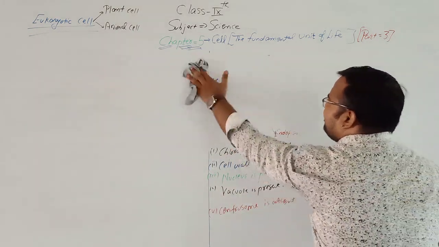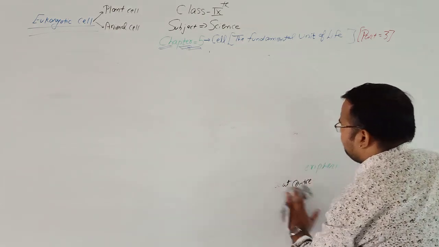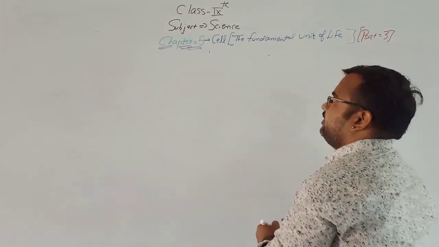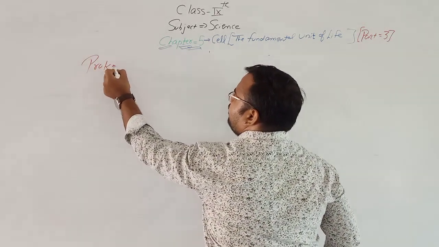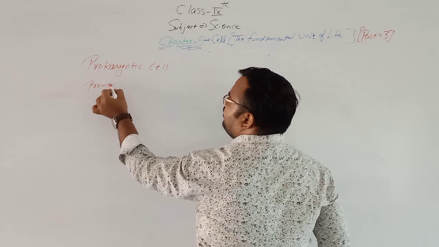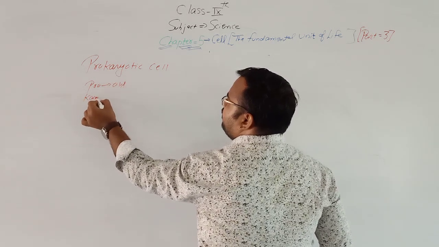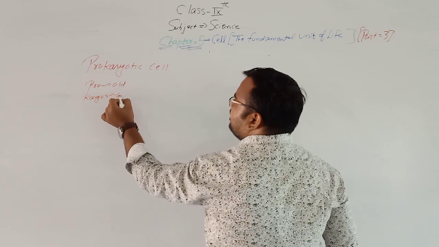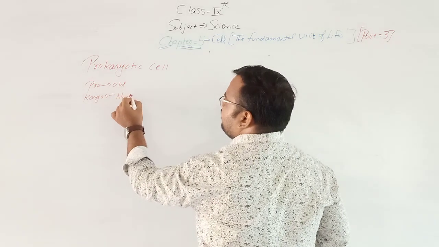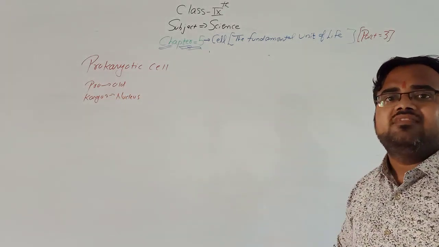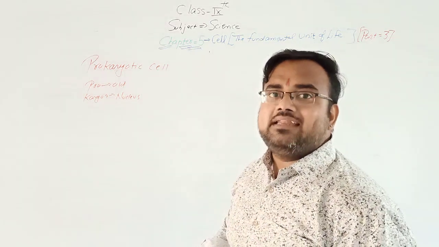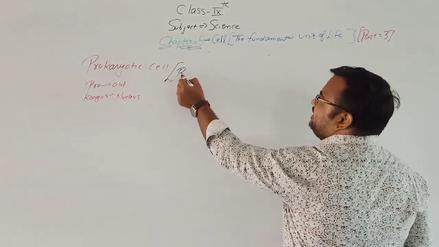We have just finished the eukaryotic cell. Now next is the prokaryotic cell. Pro means old, and karyon means, sorry, karyon means nucleus. Old nucleus, in which the nucleus is not well developed. The best example of a prokaryotic cell is the bacterial cell. So the prokaryotic cell is the bacterial cell.